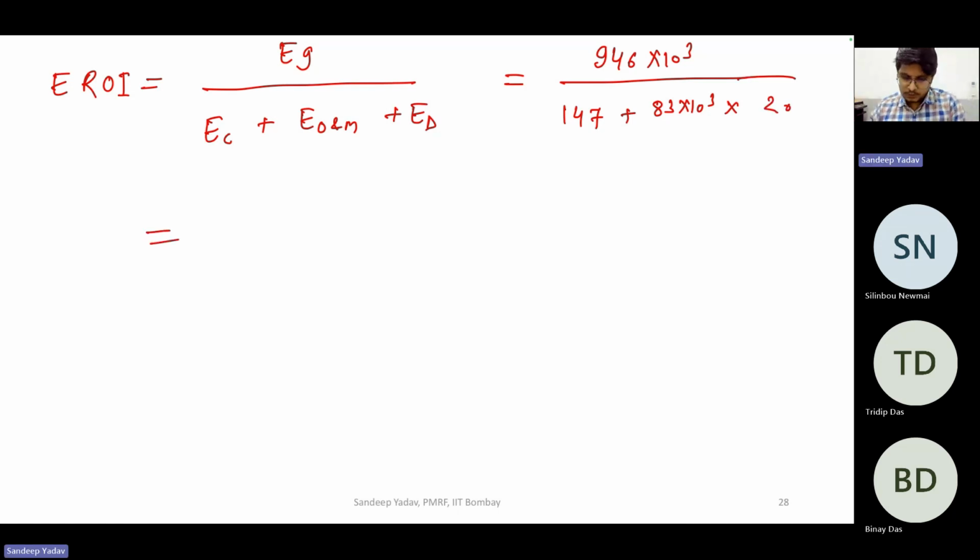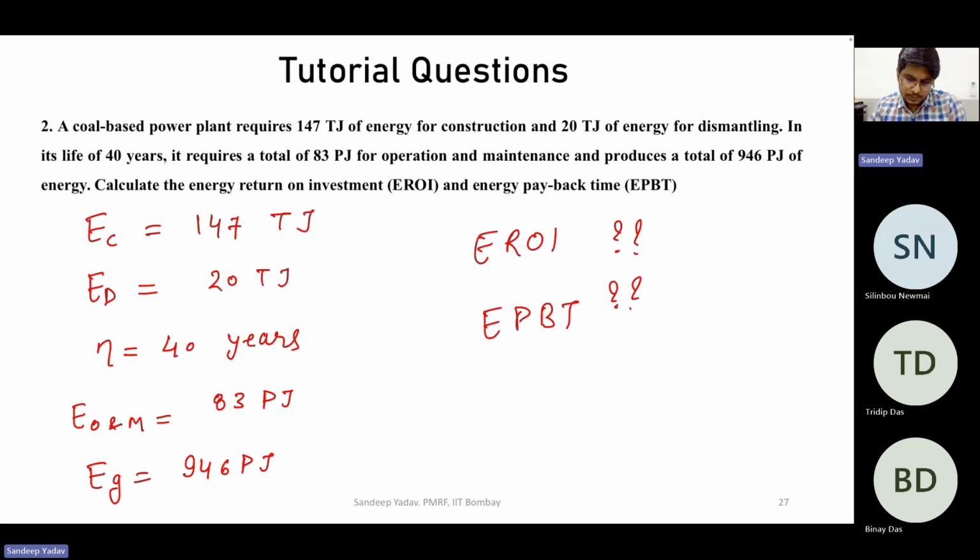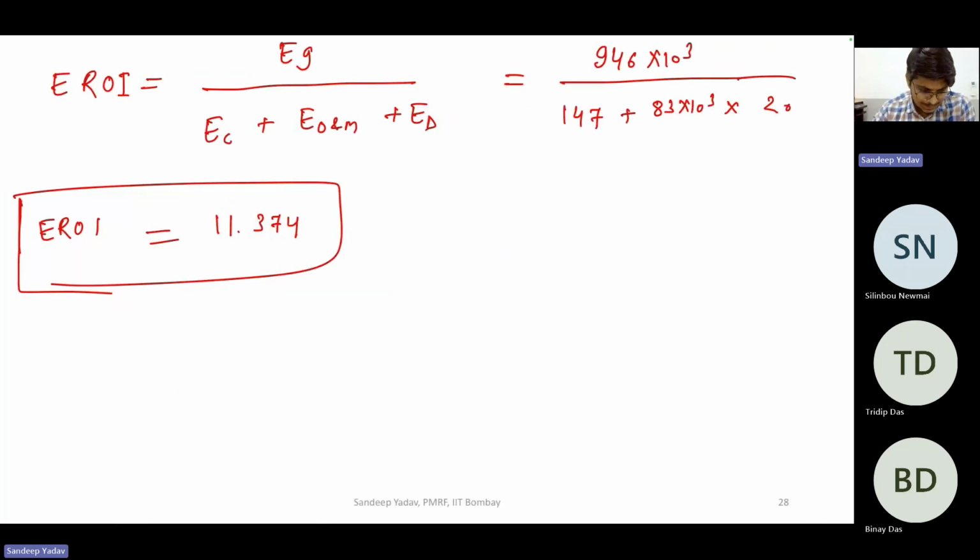So when we put all these values, you will get around 946,000 divided by 147 plus 83,000 plus 20. It comes out to be 11.374. The first thing comes out to be energy return on investment will be 11.374.